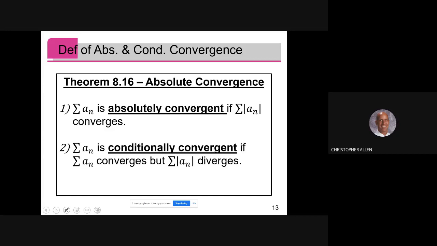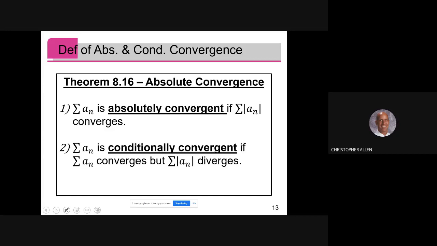And here it is. The sum of a sub n is absolutely convergent if the sum of the absolute value of a sub n is convergent. Let me say that again. A series is absolutely convergent if the sum of the absolute value of a sub n is convergent. Yes? It means literally the absolute value of it. I'll show you an example.